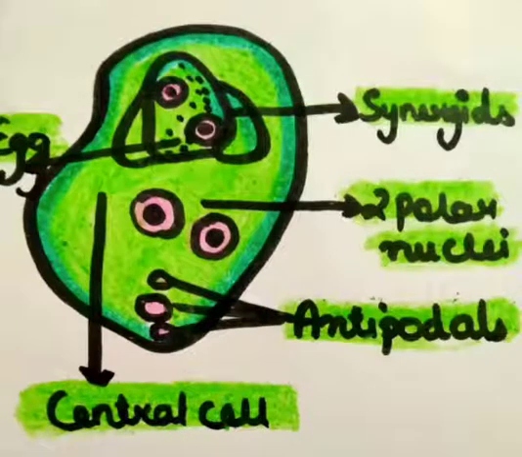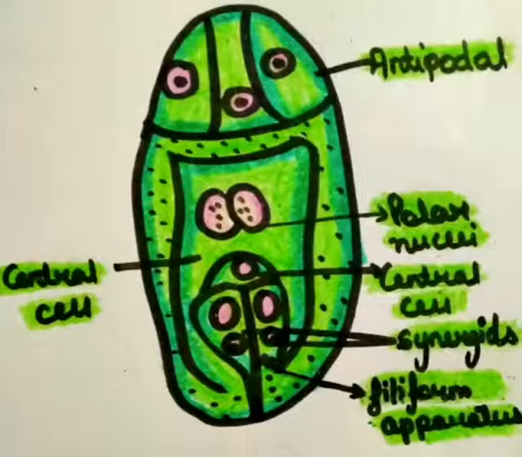After the 8 nucleated stage, cell wall is laid down leading to the organization of a typical female gametophyte. 6 of the 8 nuclei are surrounded by the cell wall and are organized into cells. The remaining 2 nuclei, called polar nuclei, are situated below the egg apparatus in the large central cell.